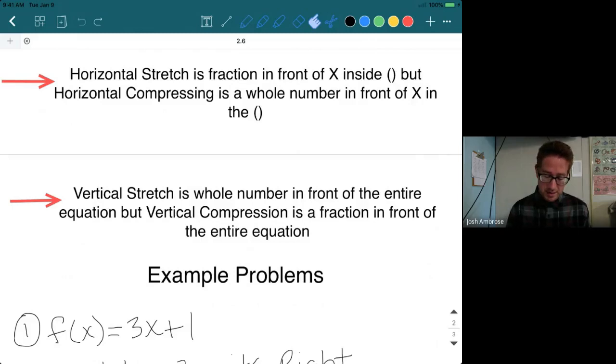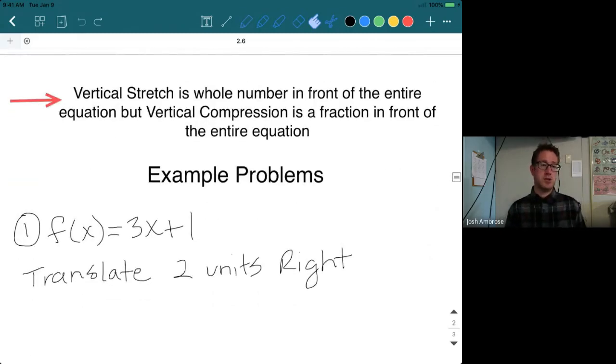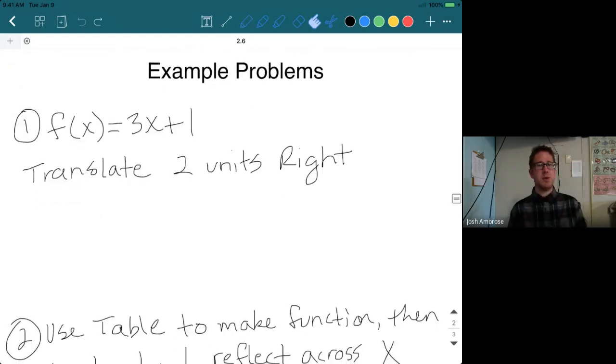And the last little piece we have here is a vertical stretch. That's a whole number in front of the entire equation. So again, the whole equation is in parentheses, and outside of the parentheses, in front would be a whole number. That's going to be a vertical stretch. If you want a vertical compression, that's going to be a fraction that is in front of the entire equation. So think a number bigger than 0, but a number less than 1, a fraction. Okay, let's jump into our example problems here.